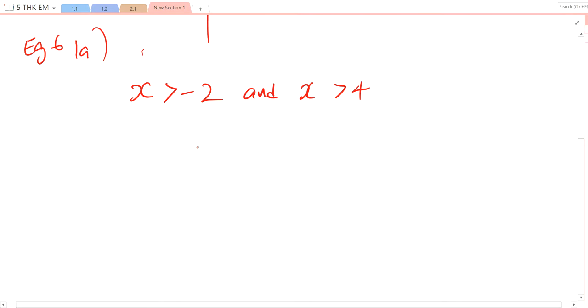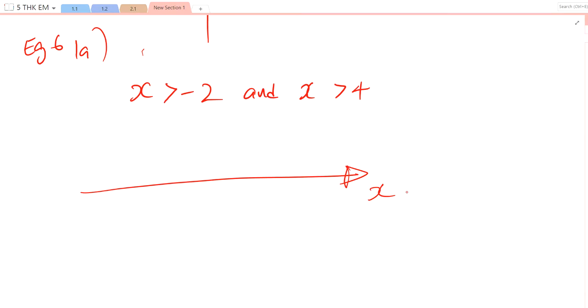Okay, so let me draw a number line. We see how it's going to be useful. So this is my number line for x. What do you think are the values on my number line that I am interested in? Negative 2, yes, of course I'm interested in negative 2. Any more numbers that I'm interested in? 4.